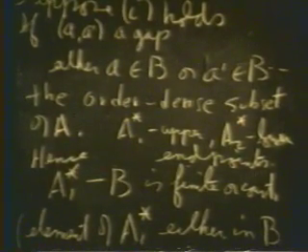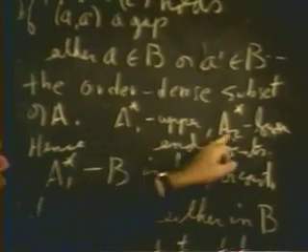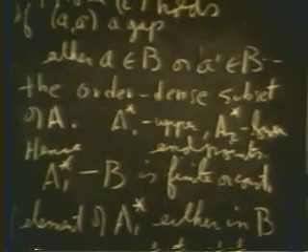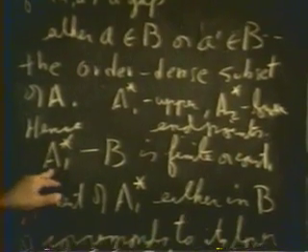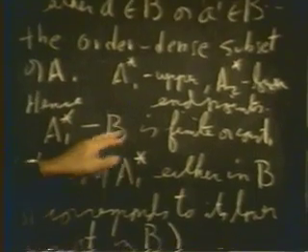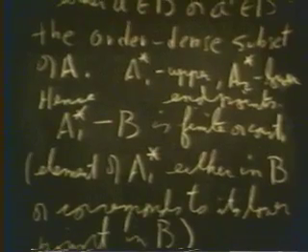Let A sub 1 starred be the upper endpoints of gaps, and A sub 2 starred the lower endpoints. What we want to show is, first, that A sub 1 starred, that is the set of upper endpoints, minus the set B, is finite or countable. Now, why is that so? Well, the argument is easy.